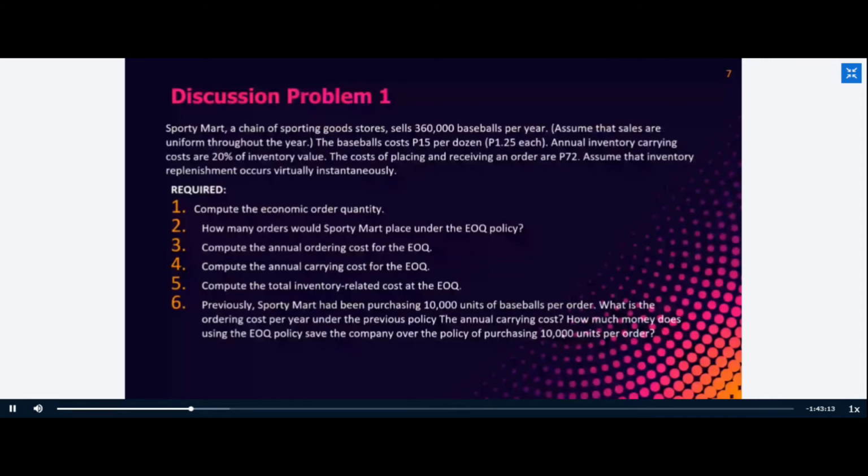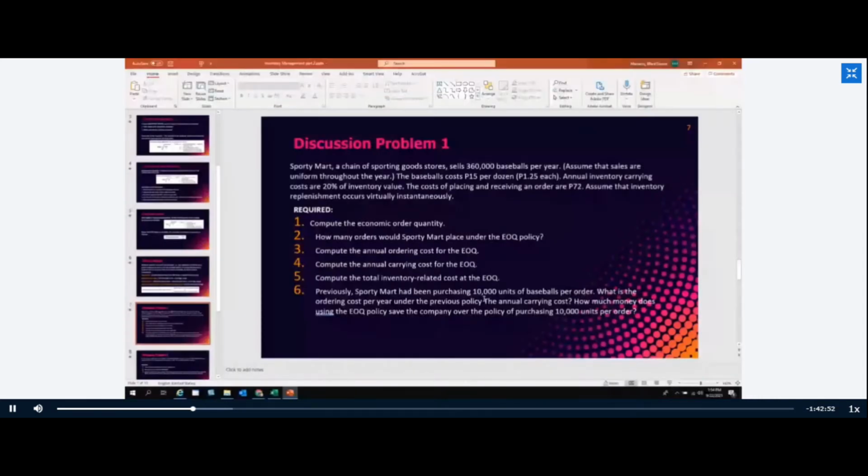Annual inventory carrying costs are 20% of inventory value. The cost of placing and receiving an order are 72 pesos. Assume that inventory replenishment occurs virtually instantaneously. Sige. So, pag-usapan muna natin 'to, paano ba nagkakaroon na 'tong replenishment occurs virtually and instantaneously?